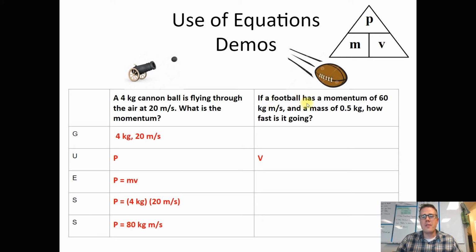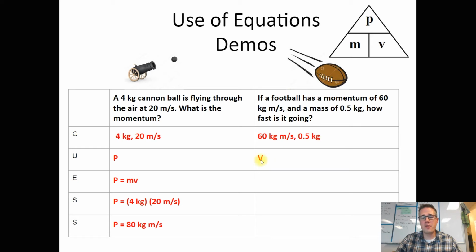Let's go over to the football. If you have a football that has a momentum of 60 kilogram meters per second, think about how close that is to our 80. And this football has a mass of a half kilogram. We're going to figure out how fast it's going, its velocity. Now just think about what kind of a number we should be getting. 60 is a lot of momentum. Think about whether or not this thing would have to be going fast, and it has to be going really, really fast. So our given information is the momentum this time and the mass.